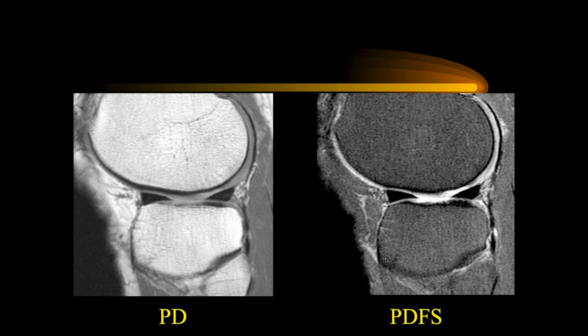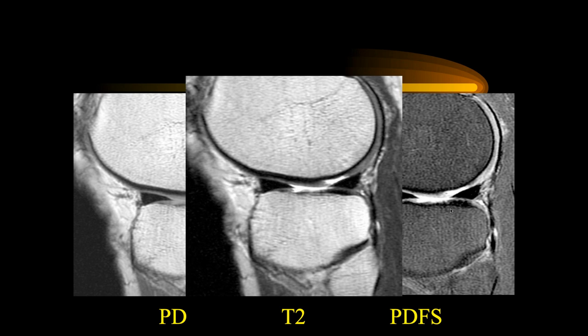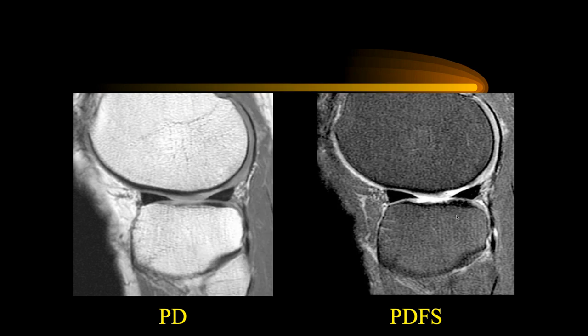Michael? Okay. So it looks like there's a focal grade 4 full thickness defect of the posterior weight-bearing femoral condyle. And it also looks like it's involving the tibial plateau mainly, or that might just be how it's cut. But yeah, we can see that femoral condyle defect better on the T2.